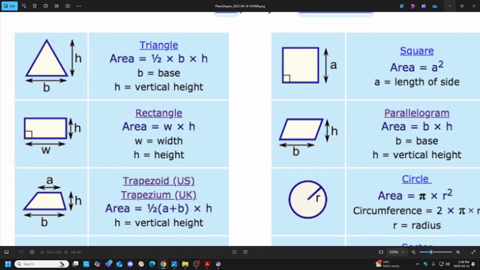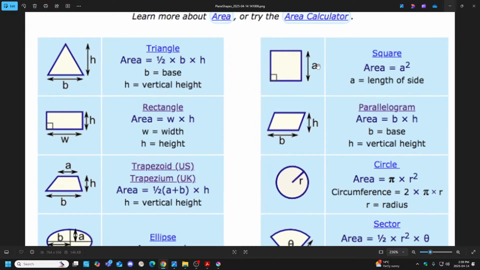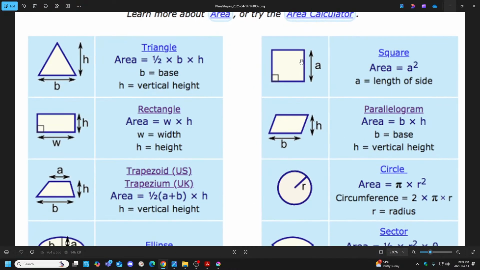Back to here. Where am I here? Right. We're looking for square now. Okay, so let's do a square. I kind of did it backwards, but here we are. Here's a square. Bear with me, guys. Okay, square. All 4 sides are equal.